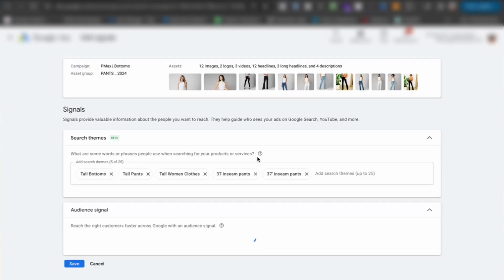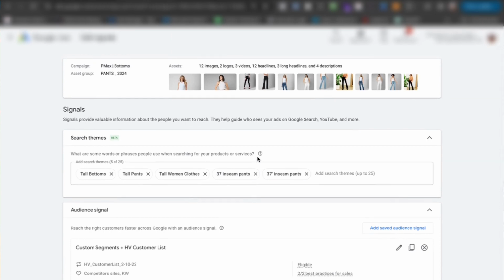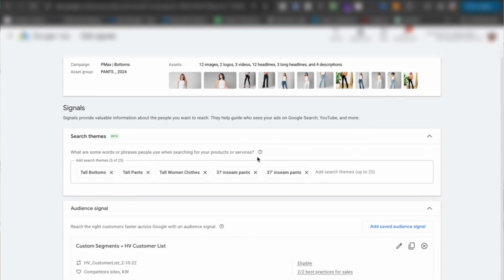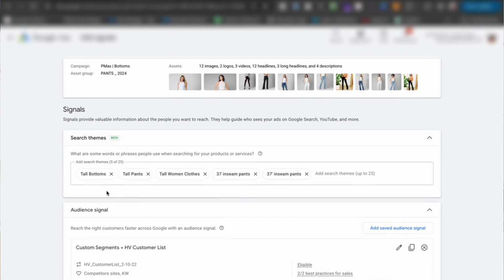Right, so as soon as this loads up, I'm going to show you the website of this specific brand in just a moment. But as you can see, this is relatively new, where it says search theme. Essentially, we're inserting keywords in here that Google can also use for audience signals. So we have tall bottoms, tall pants, tall women's clothing, and 37 inseam pants. The keywords that we're using in this specific campaign, in a specific audience signal, are related to what the specific brand sells, right? And we'll see that in just a moment over here.